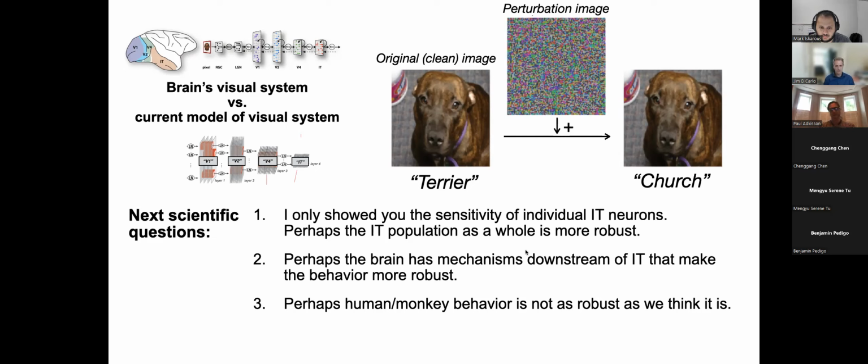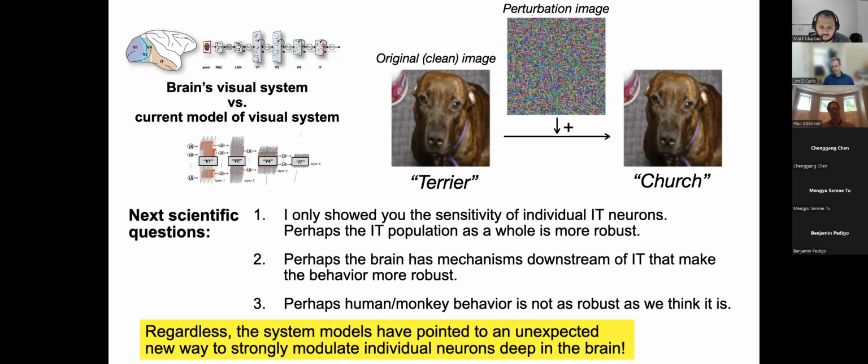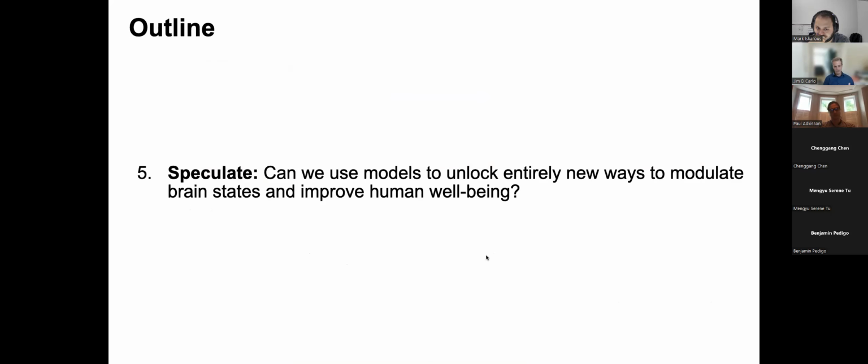The application question, though, that I want to return you to is this one. Regardless of the answers to those scientific questions, this kind of approach has shown that there's an unexpected new way to modulate individual neurons in the brain. I just showed you that a little bit of subtle, model-driven injection can modulate those neurons quite strongly, many levels deep in the brain. This leads me to my last slide of the talk, really, which is to speculate a little bit for all of you. Can we use models to unlock entirely new ways to modulate brain states to maybe improve human well-being?